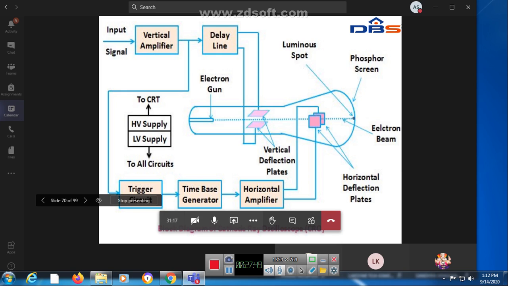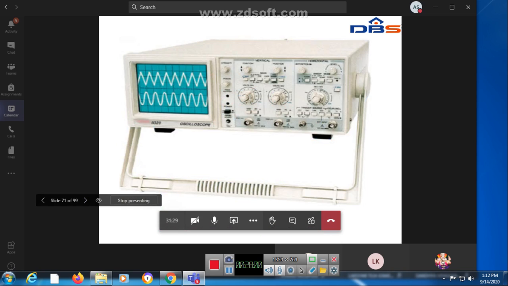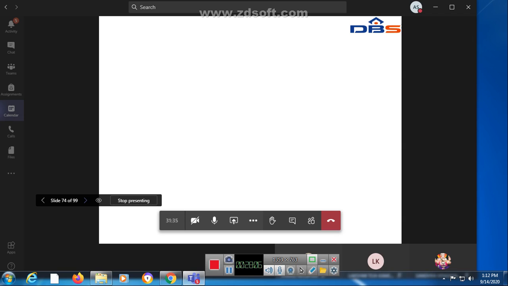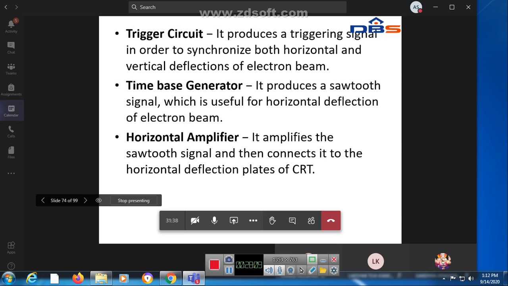To supply these horizontal plates, you have to use a trigger circuit, which generates signals. Through the time base generator and horizontal amplifier, you give the signal to the horizontal plates. The time base generator produces a sawtooth signal, which is useful for horizontal deflection of the electron beam. That means the electron beam is deflected horizontally. For this deflection it needs some voltage, and that voltage is provided by the sawtooth signal produced by the time base generator.